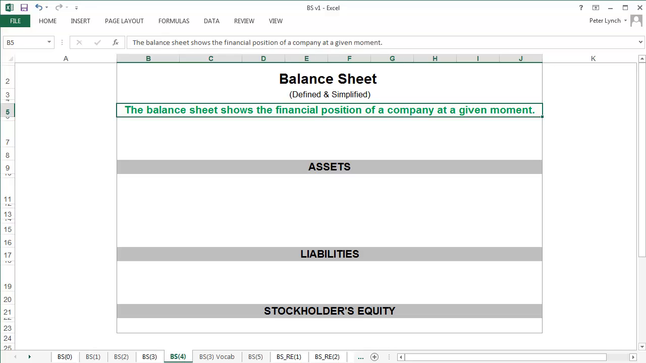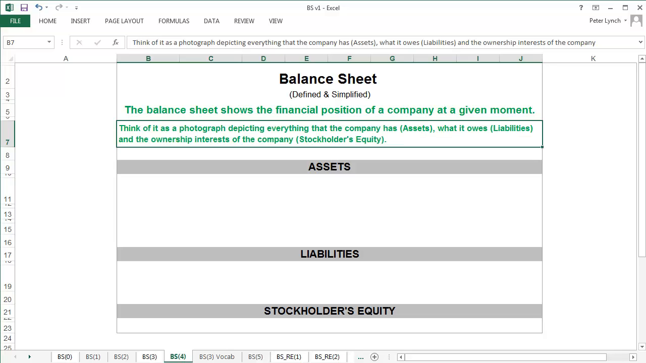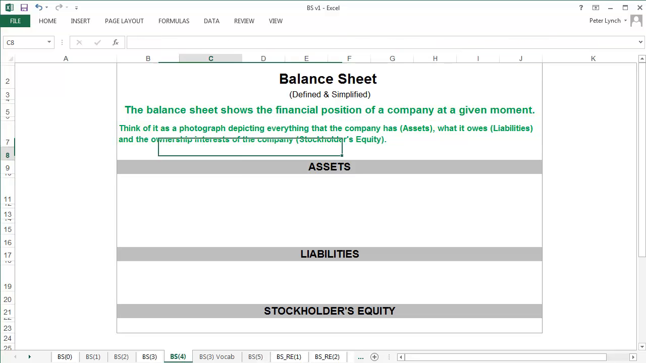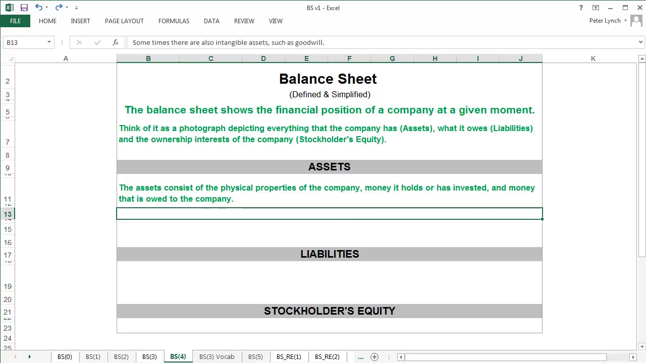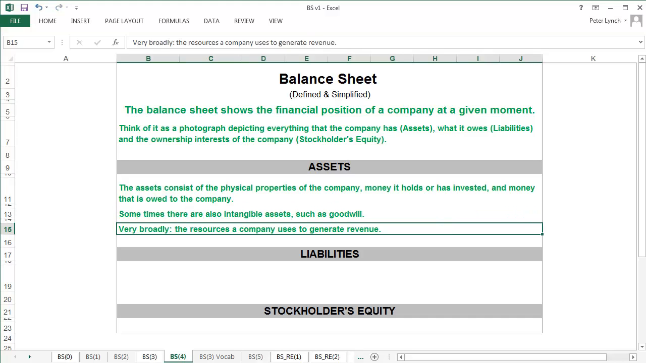The balance sheet shows the financial position of a company at a given moment. You can think of it as a photograph depicting everything the company has, its assets, what it owes, its liabilities, and the ownership interests of the company, or stockholders' equity. The assets of a company consist of the physical properties, money it holds or has invested, and money that is owed to the company. You can also have intangible assets, such as goodwill. Very broadly, assets are the resources a company uses to generate revenue.